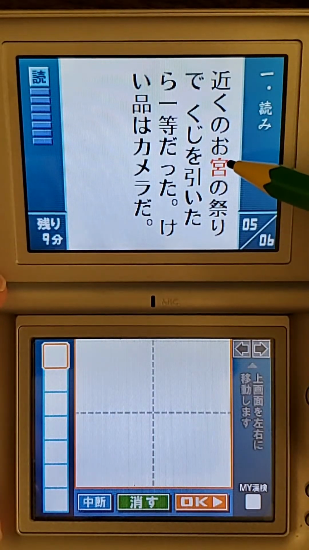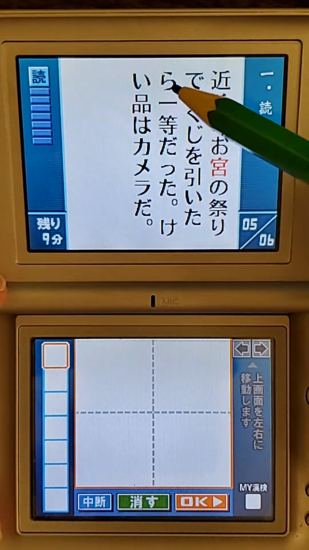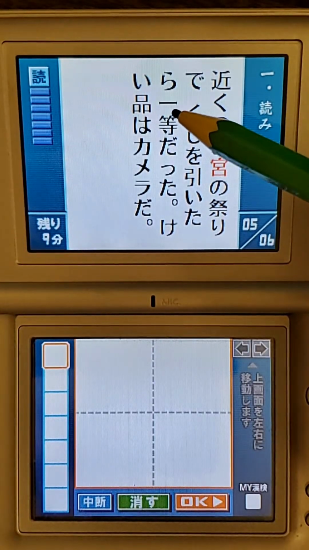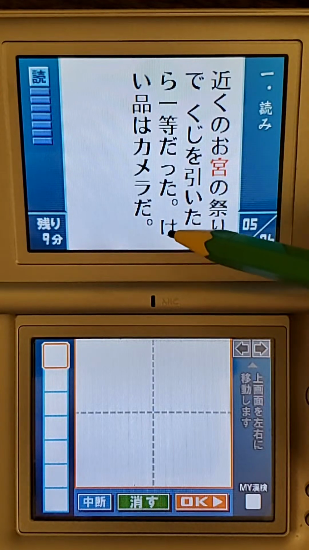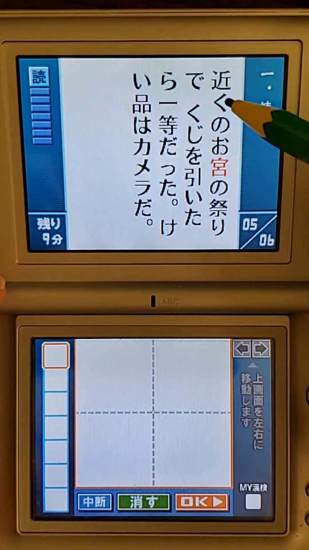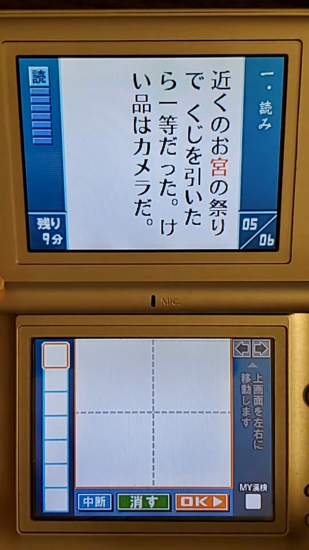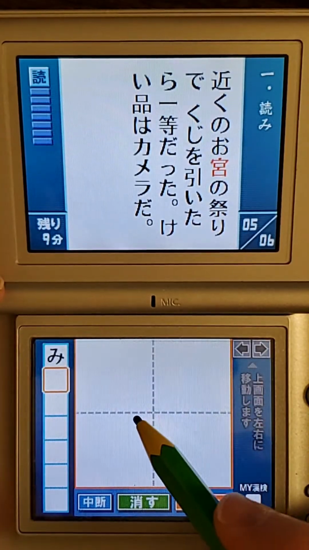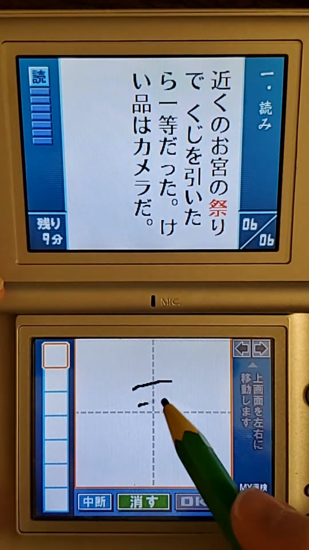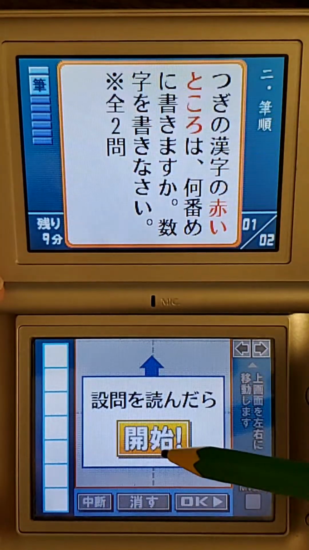Chikaku no omiya, I believe, no matsuri de kuji o hiita, kuji o hiitara. I'm not sure this reading. Ito datta kana? Keihin wa kamera da. Okay, chikaku no omiya. So nearby, like kind of like store place. Mi ya. No matsuri. Matsuri. Oh, it's taking me back.